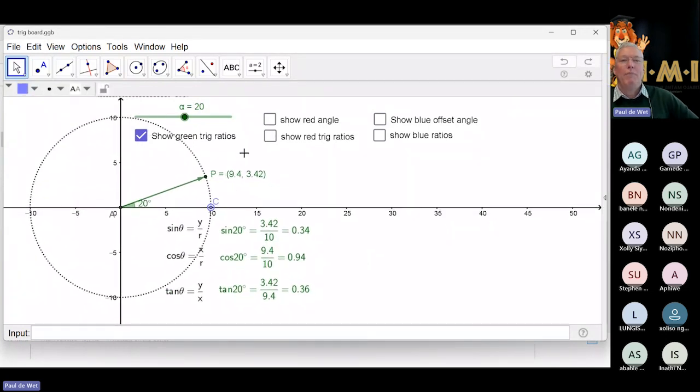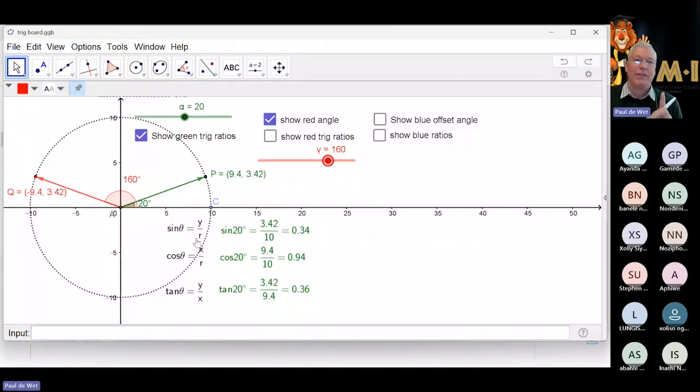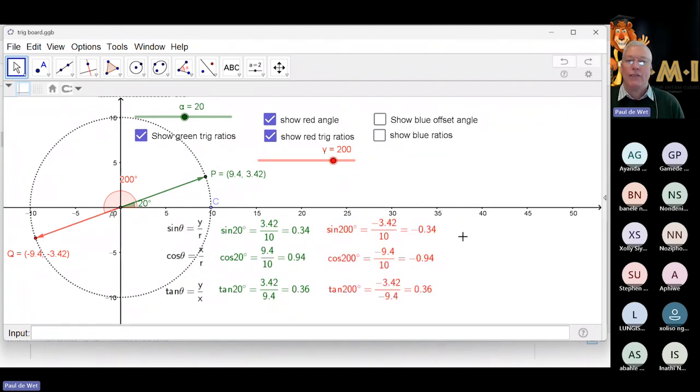Now, watch what happens if I put another angle on here. As long as I am 20 degrees away from the horizontal axis. So look at 160. I want you to look at the numbers at the end of point P and point Q. Do you see that those numbers are the same size? They might not be the same sign, but they're the same size. If I go around to 200 degrees, I get those same numbers again. And if I go around to 340 degrees, I get those same numbers again. And that means that my trig ratios will be the same size. Look here. Sine of 20, sine of 200, same size. Cos of 20, cos of 200, same size.